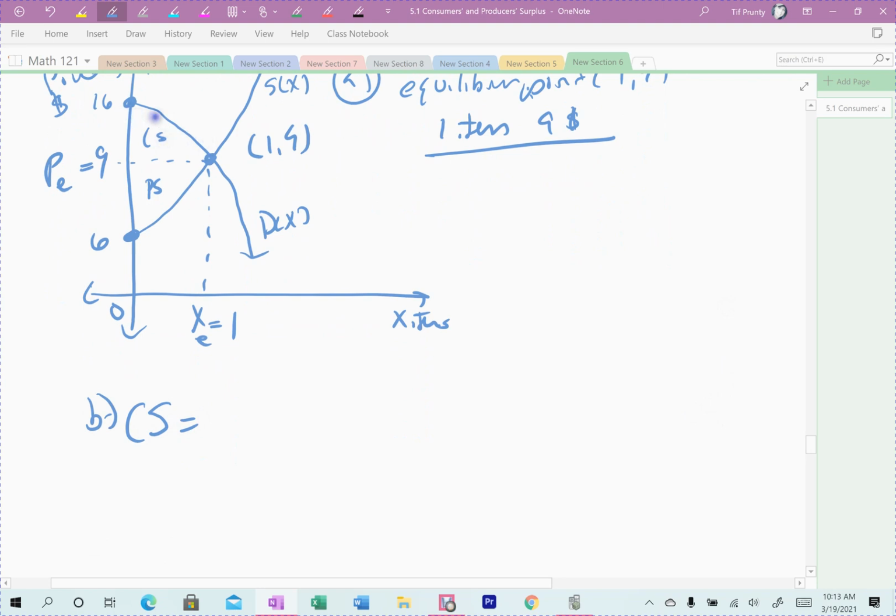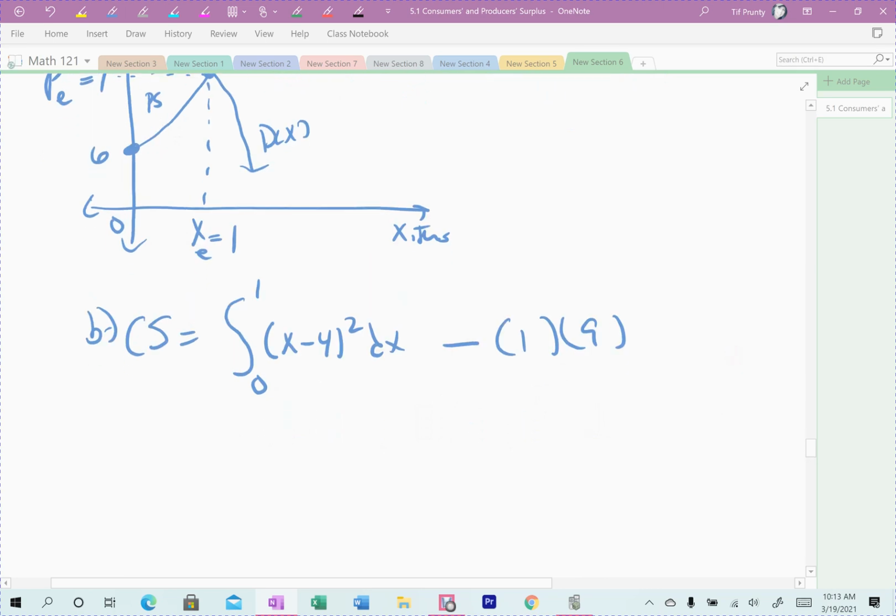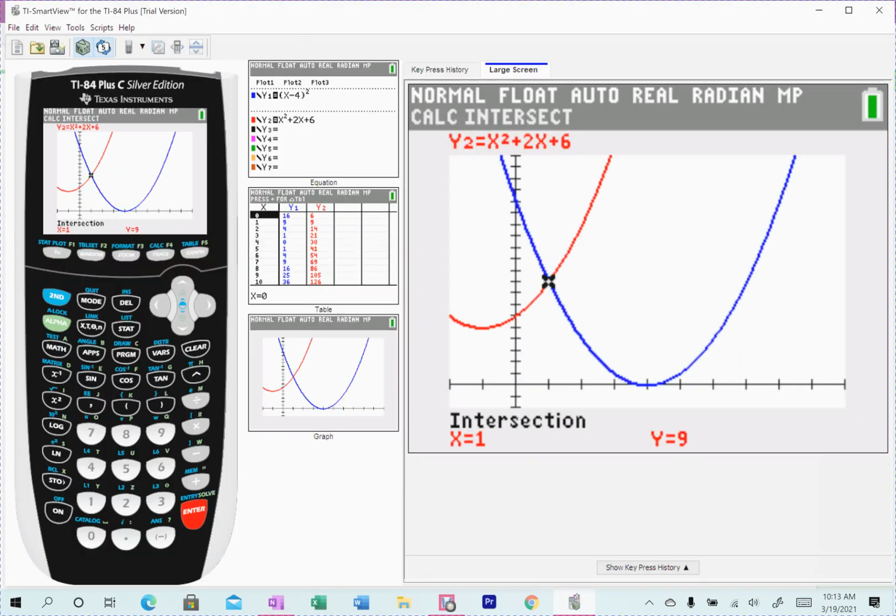And so I find the area under the demand curve first, from 0 to 1, the equilibrium point, and then I subtract away the revenue. All right, so I'm going to integrate from 0 to 1 my demand function, and then subtract away the revenue generated, which would be 1 times 9, which would be 9. All right, so I'm going to find this on my graphing calculator.